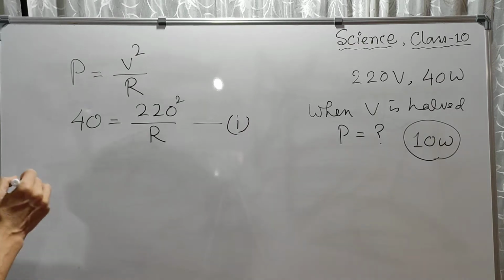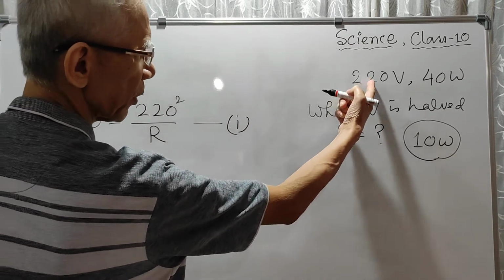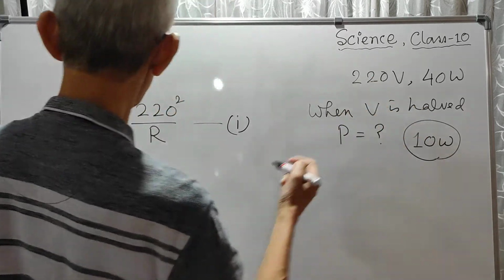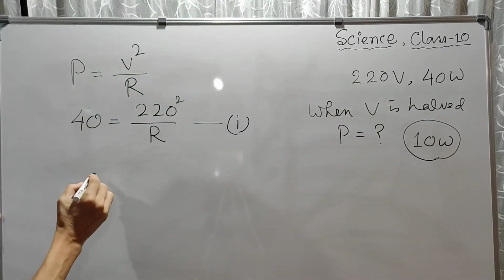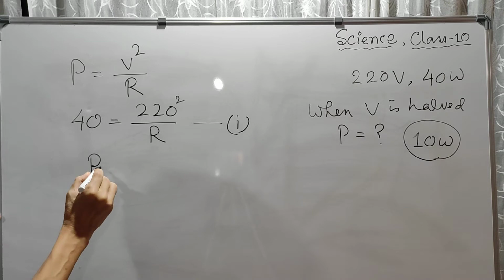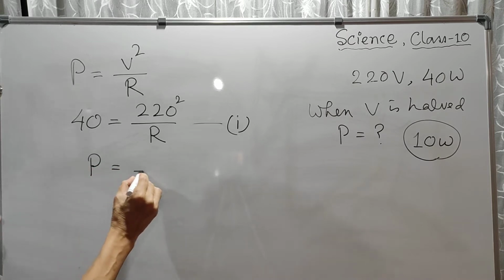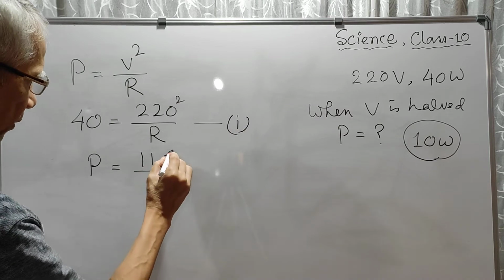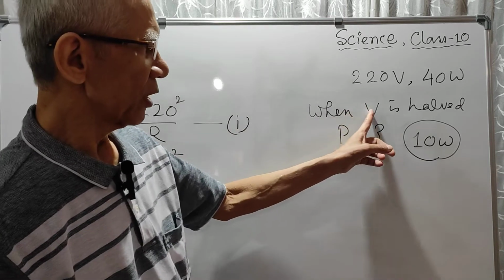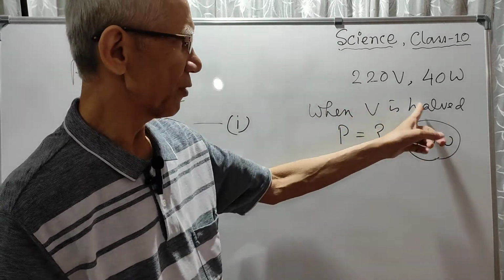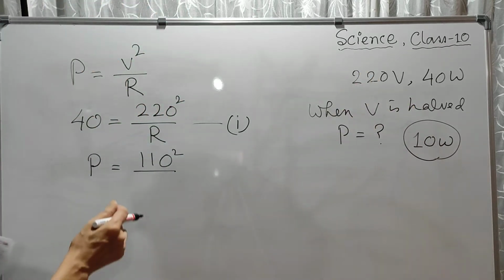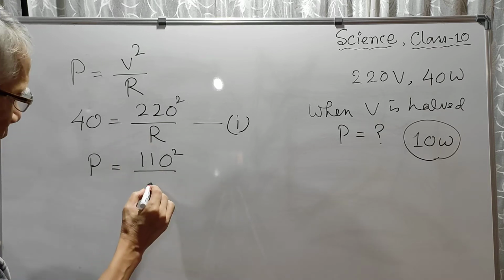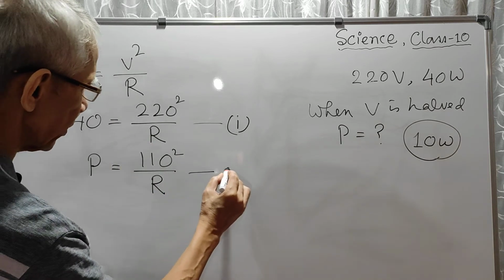Now in the next case, potential difference is halved. So next we have to find out the power. So P equal to V square by R. Now next V is what? 110. So potential difference V is halved. Voltage is halved. It means 110 square. Then R remains the same. So this is number 2.